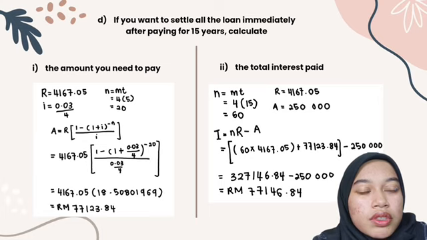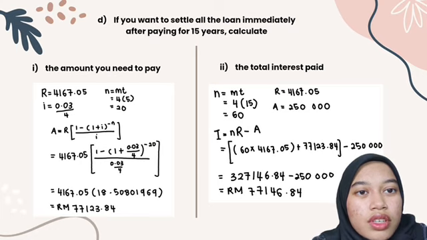Fill the formula with the amount given, 4,167.05 ringgit times in the bracket 1 minus in the bracket 1 plus 0.03 over 4 to the power of negative 20 over 0.03 over 4. So the answer is 77,123.84 ringgit.